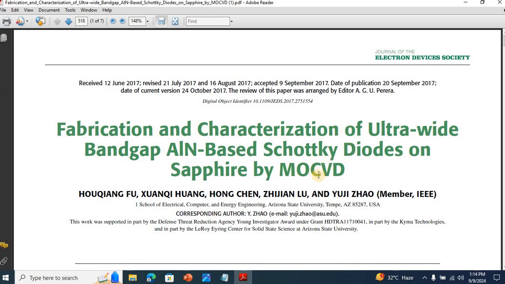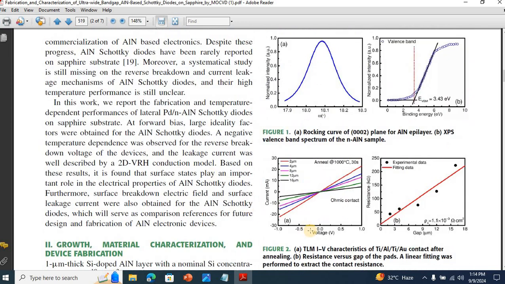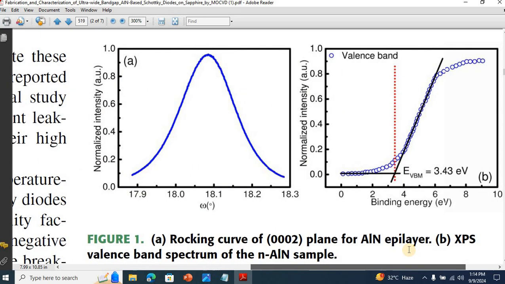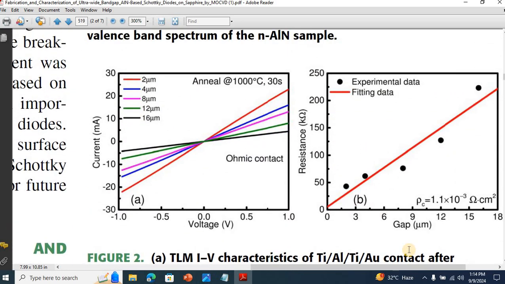It's contacts applied to aluminum nitride films, and here is the data of the contacts. You can see the IV measurements over here, and you can see a resistance plotted versus gap or the spacings on the right side. The spacings in this case are 2 micrometers, 4 micrometers, 8 micrometers, 12 micrometers, and 16 micrometers. The outer radius is kept the same at 200 micrometers, and the inner radius varies according to these spacings.